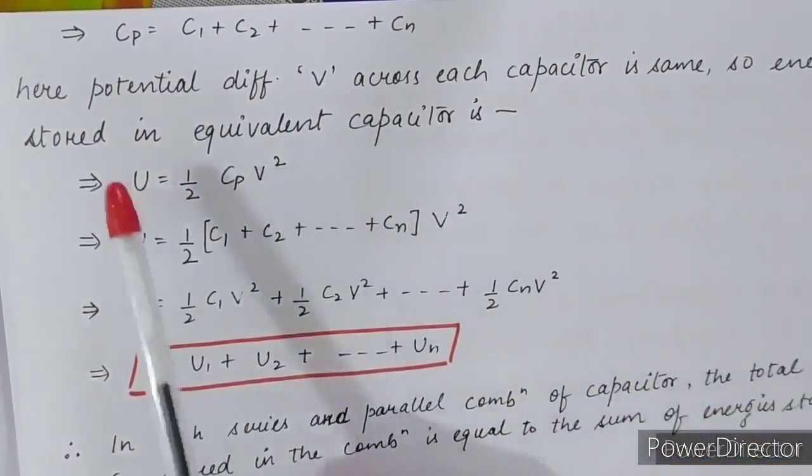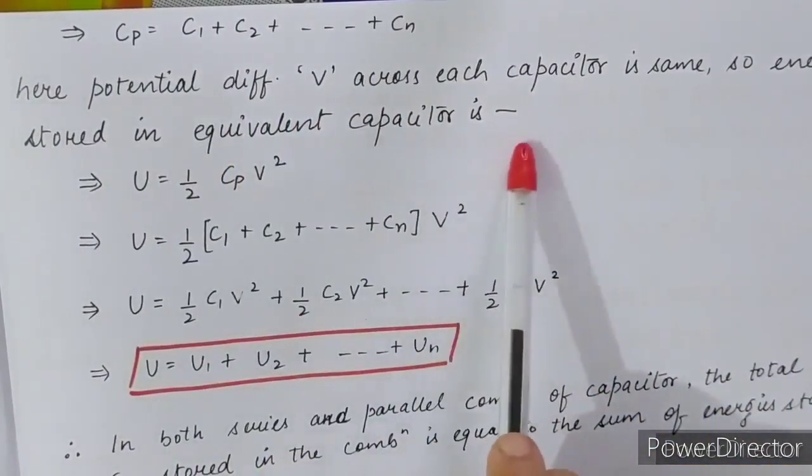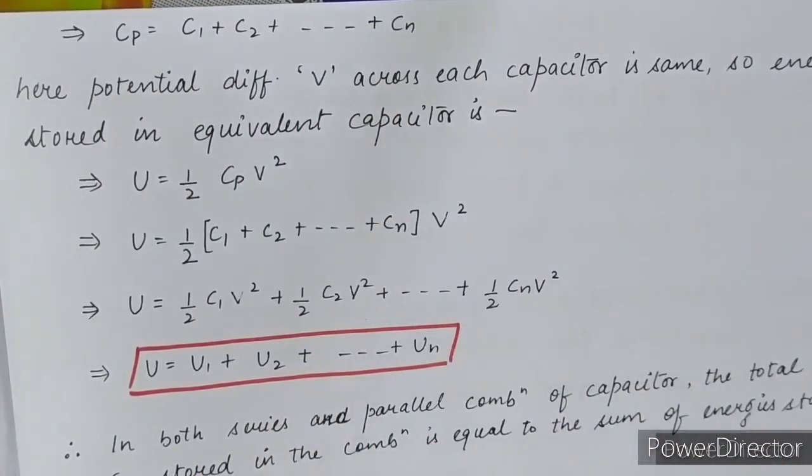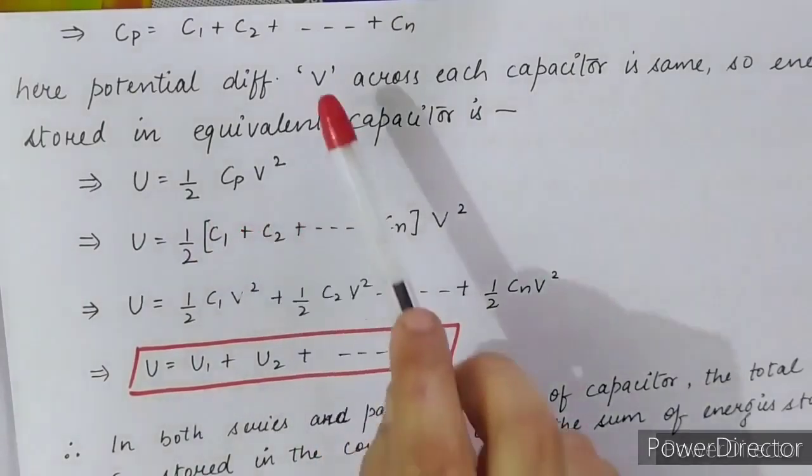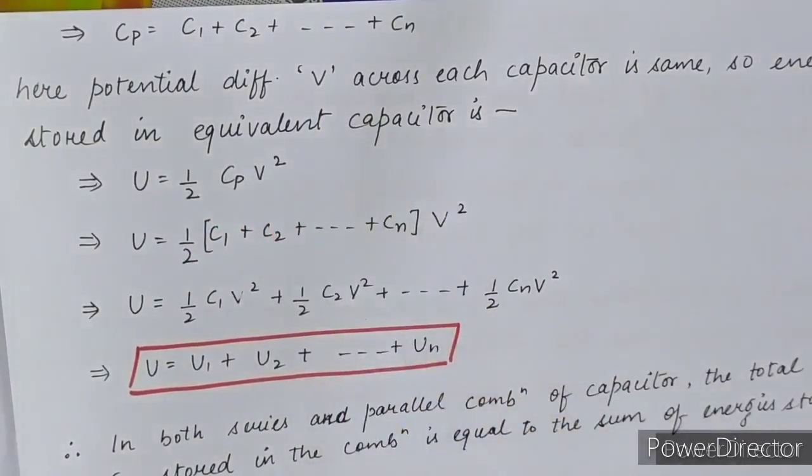So the energy stored in each equivalent capacitor. Now which formula of energy stored are we using here? Half CV square, because in this the potential is the same. In the series combination, which formula did we use? Half Q square upon C, because in that the charge is the same.